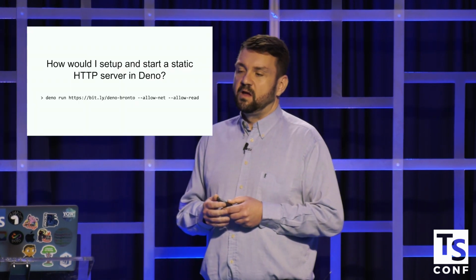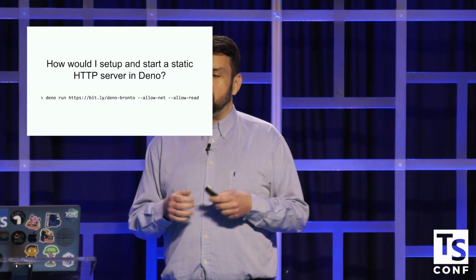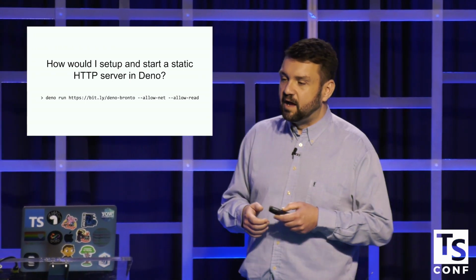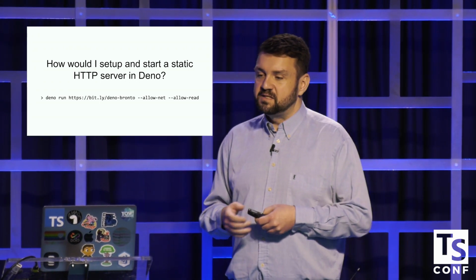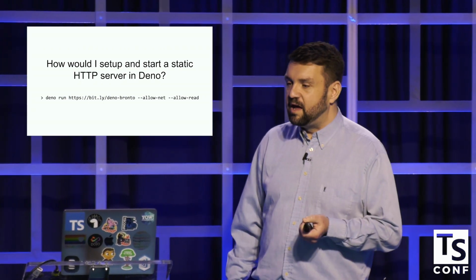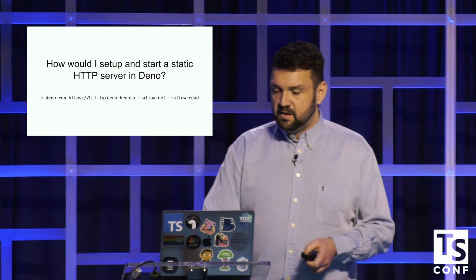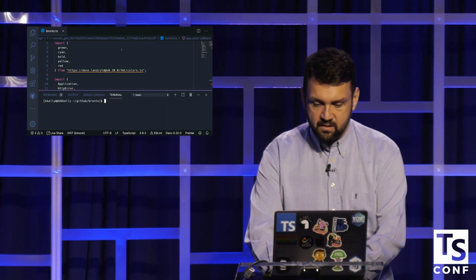So what does Deno look like from actual usage? How would I start a static HTTP server in Deno? As Ryan was saying, it looks a lot like this. It's a URL, and of course we want to access the network, and we want to read files from the file system. So that's what we will do here.